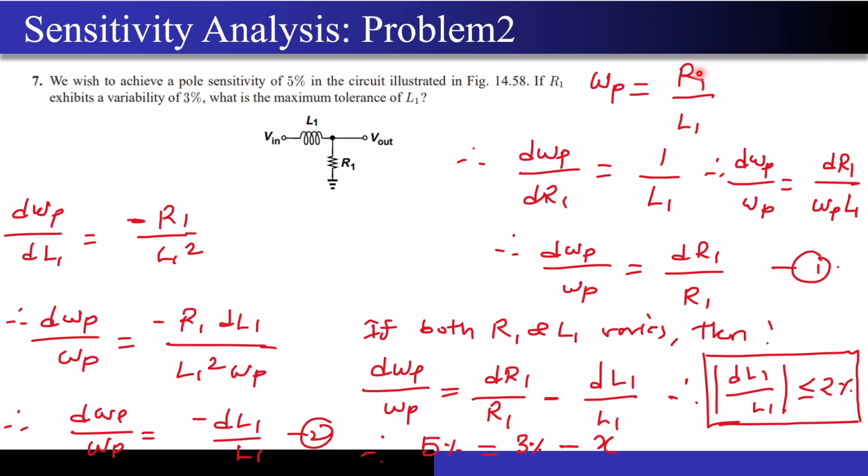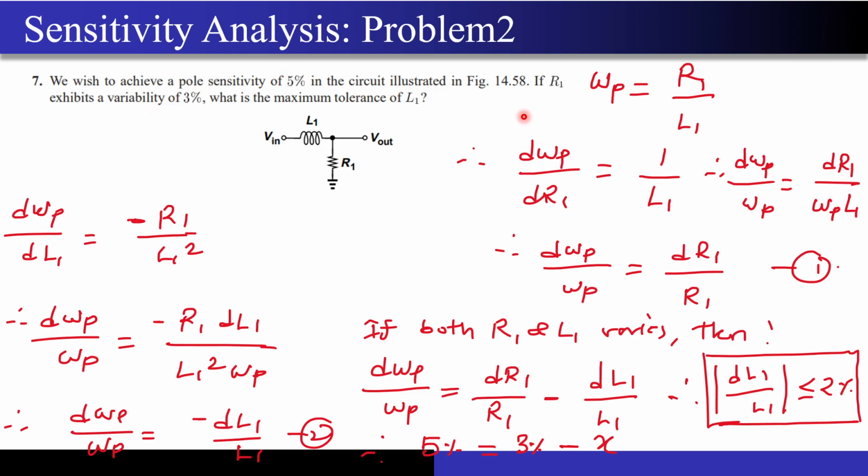If R1 increases, my pole frequency is going to increase, and this is what this expression represents. The positive change in R1 is going to increase the pole frequency, and if my L1 increases, my pole frequency is going to decrease. So this is what this equation represents. If your L1 increases, your pole frequency decreases, right? So this is making intuitive sense.